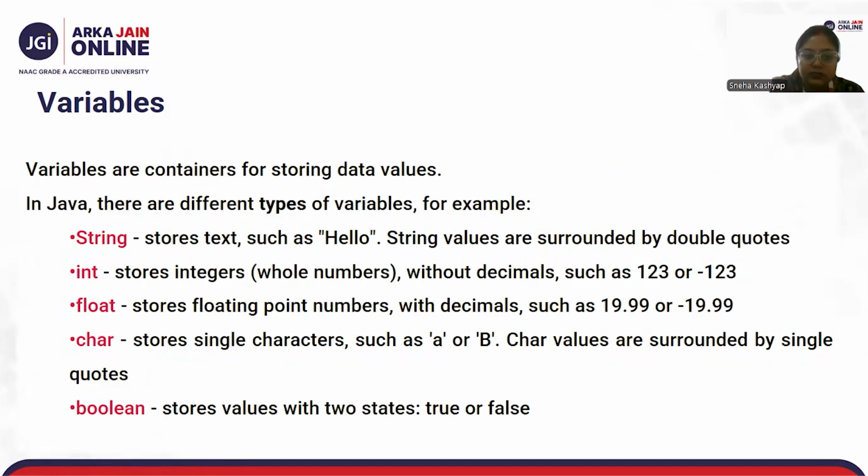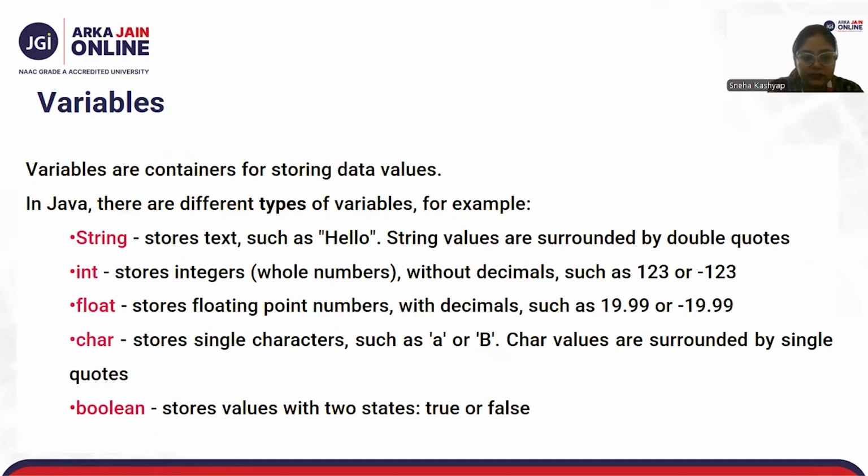Now let's look into this. Variables, as said earlier, are containers for storing values. In Java, there are different types of variables. These could be string, int, float, char, boolean, double, and so on. These are nothing but types of data. String stores text, say hello, or Sneha. When we write a string, we use double quotation marks.